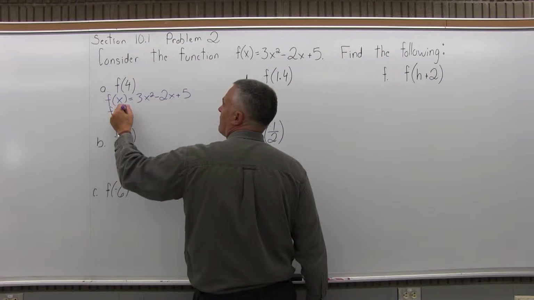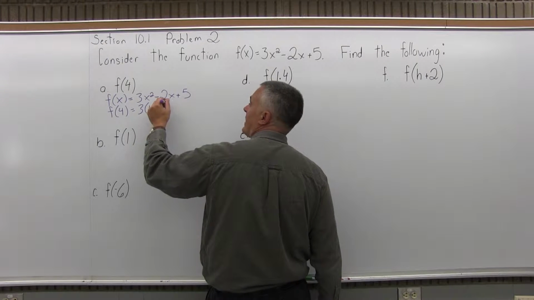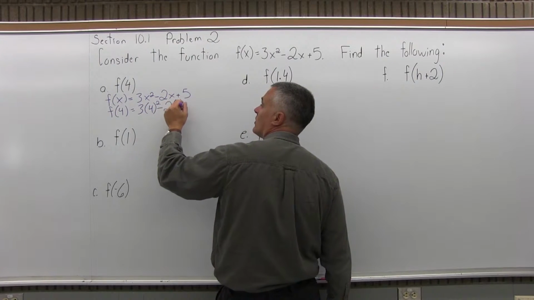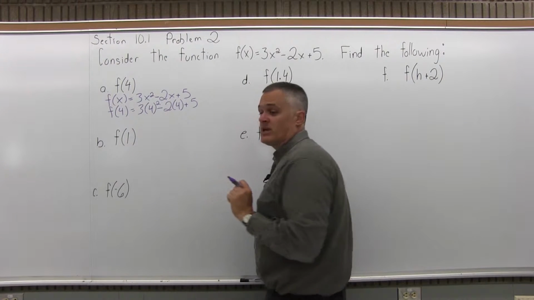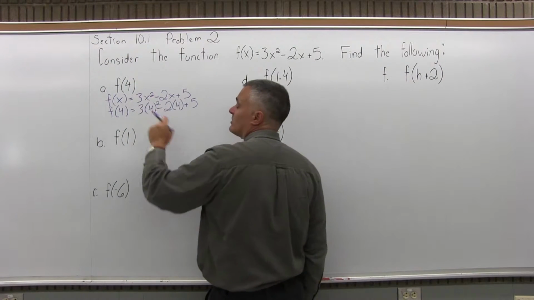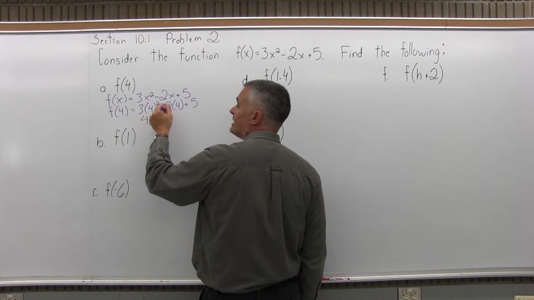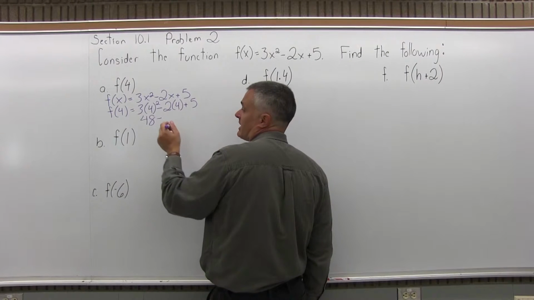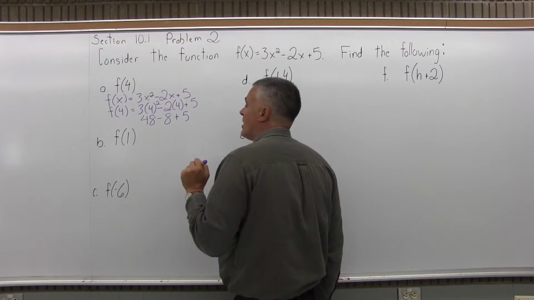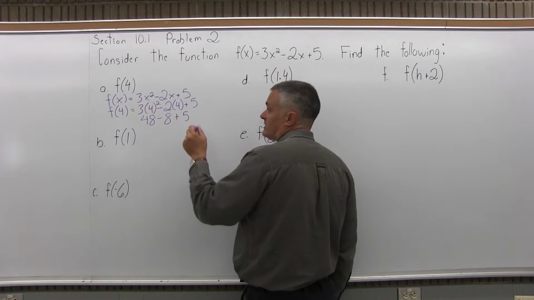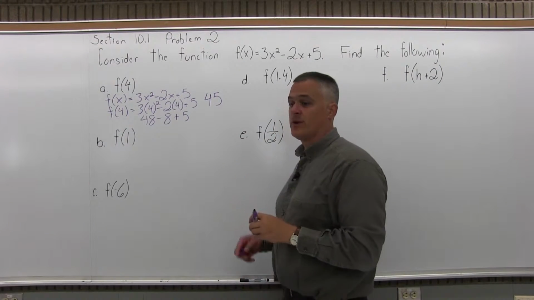So f of 4 equals 3 times x squared becomes 3 times 4 squared, minus 2 times x becomes 2 times 4, and then you have plus 5 at the end. So 4 squared means 4 times 4, which is 16, times the 3 in front. 3 times 16 is 48. Then minus 2 times 4 is minus 8. Then you just have a plus 5 at the end. So 48 minus 8 is 40, plus 5 more. The answer is 45 for part A. f of 4 is 45.